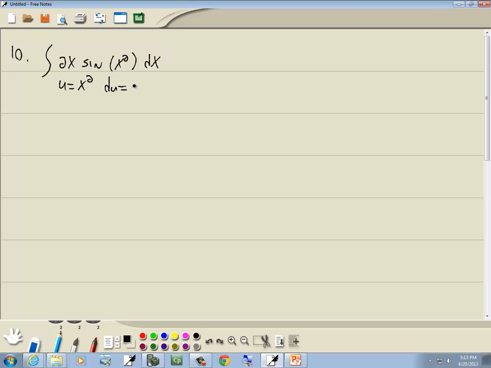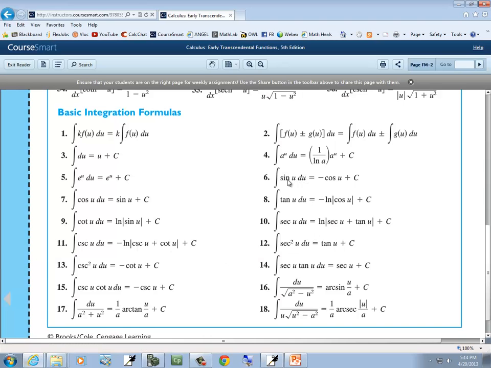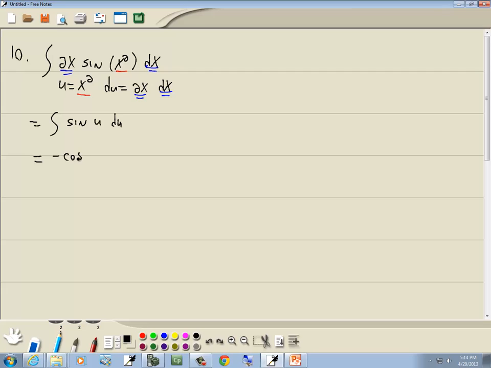Du, the derivative of x squared is 2x, and then we put on the dx. So this x squared matches with that. 2x, 2x, dx, dx. So everything matches. So this is going to become the integral of sine u du. Now the integral of sine u du, see how it matches exactly now? The integral of that is negative cosine u. So we're going to have negative cosine u plus c. And u we said was x squared, so we're going to have negative cosine of x squared plus c. And that's our answer.